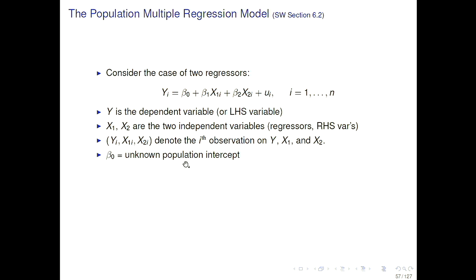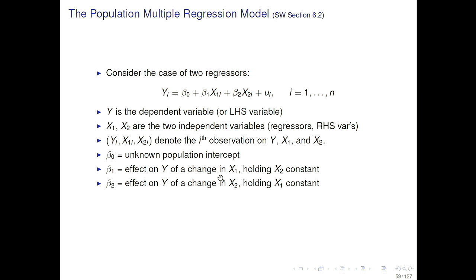Beta naught is an unknown parameter for the intercept of this equation, and beta 1 captures the effect on y when we change the first variable, holding x2 constant. So here this is important. Beta 1 measures the effect of x1 on y when x2 stays the same. And similarly, beta 2 measures the effect of a change in x2 on y when x1 stays the same. We have to keep x1 the same. So in this way, we can separate out effects from two different variables on the left-hand side variable. We can decompose these two effects.